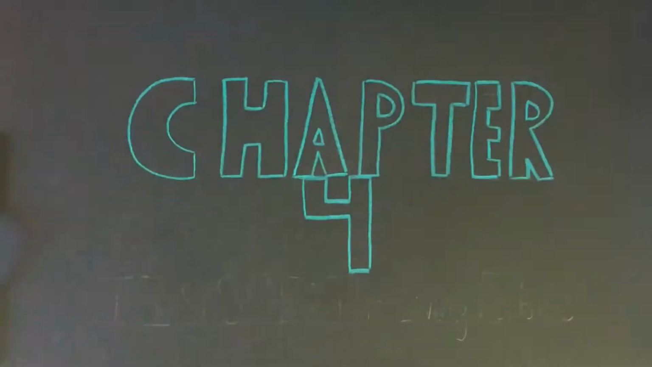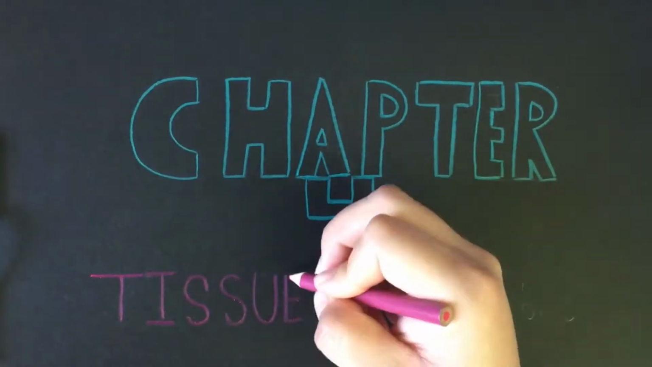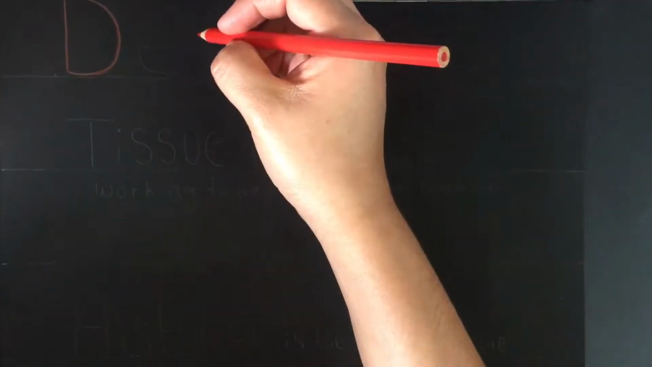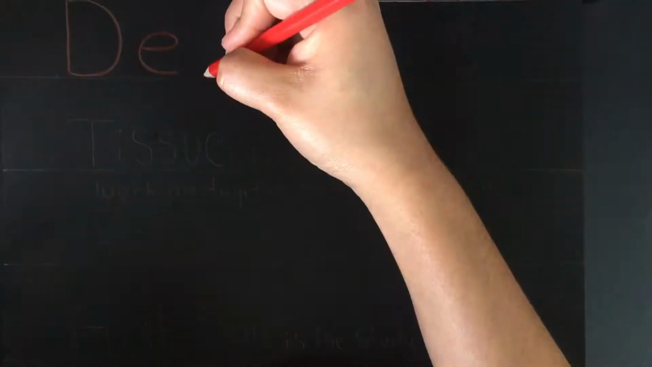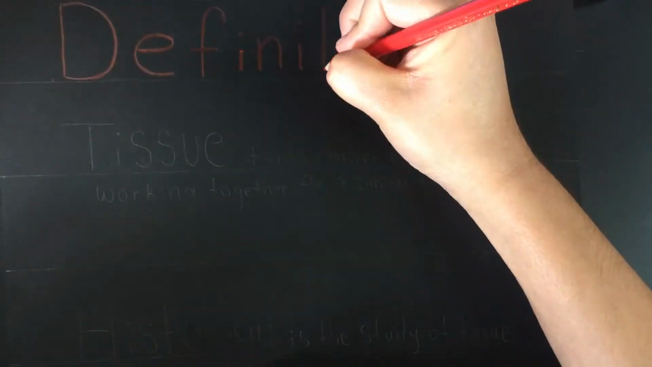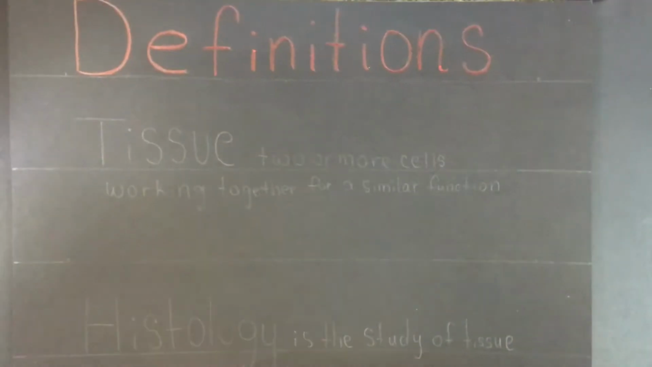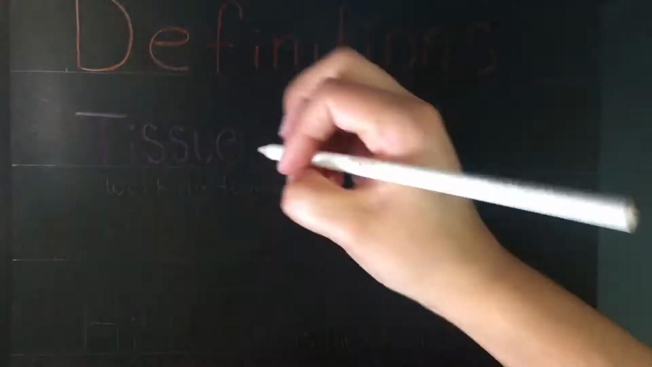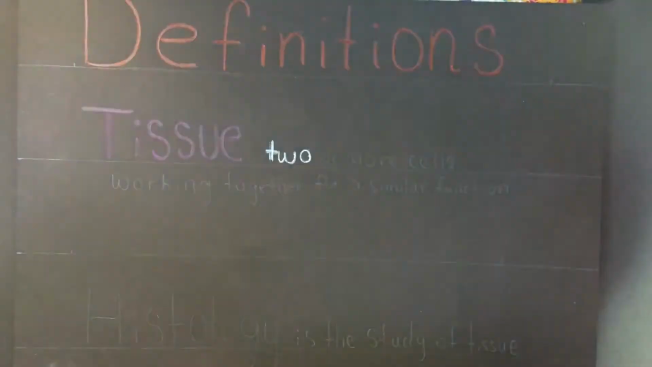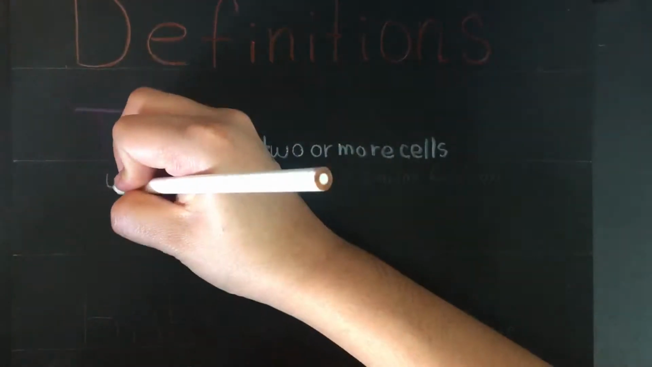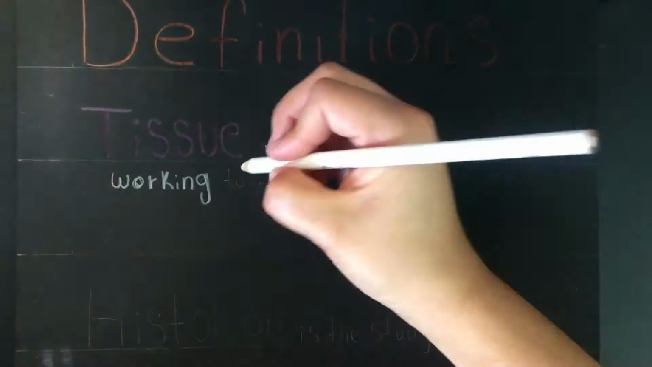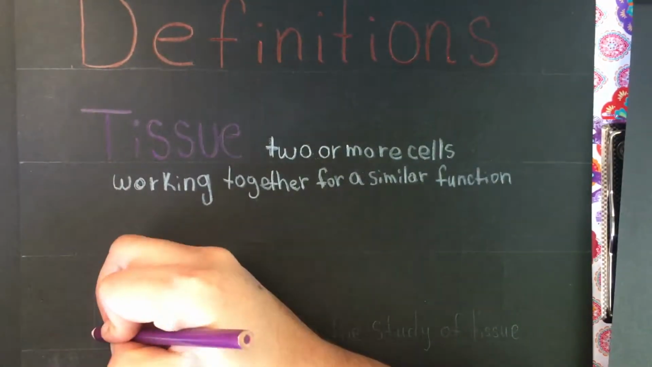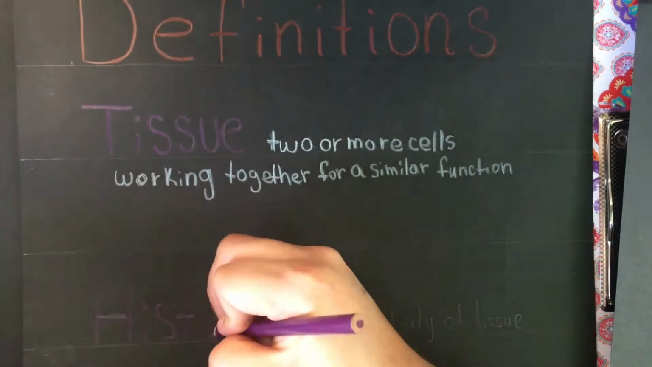Chapter 4, Tissue, the Living Fabric. Definitions. Tissue is two or more cells working together for a similar function. Histology is the study of tissue.